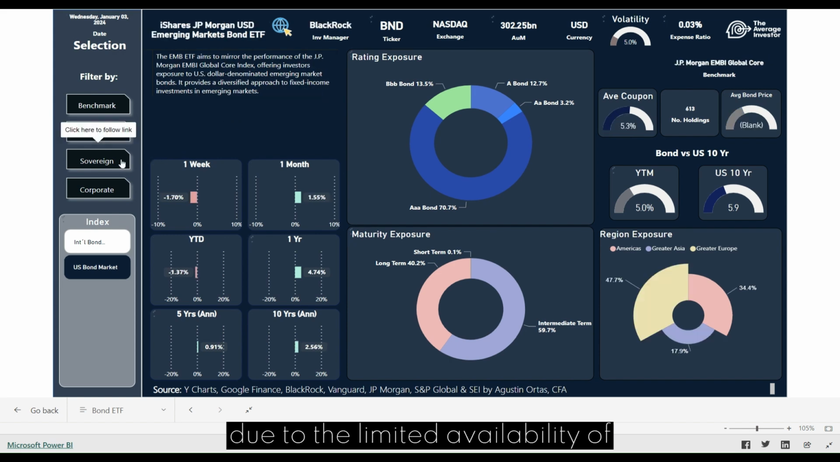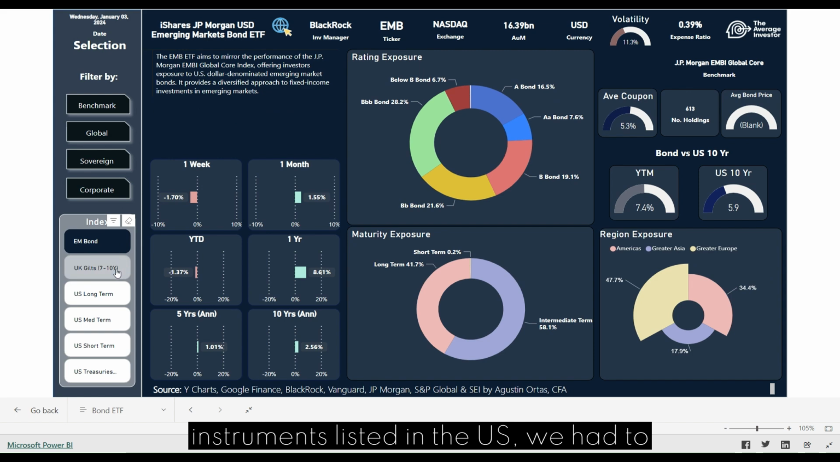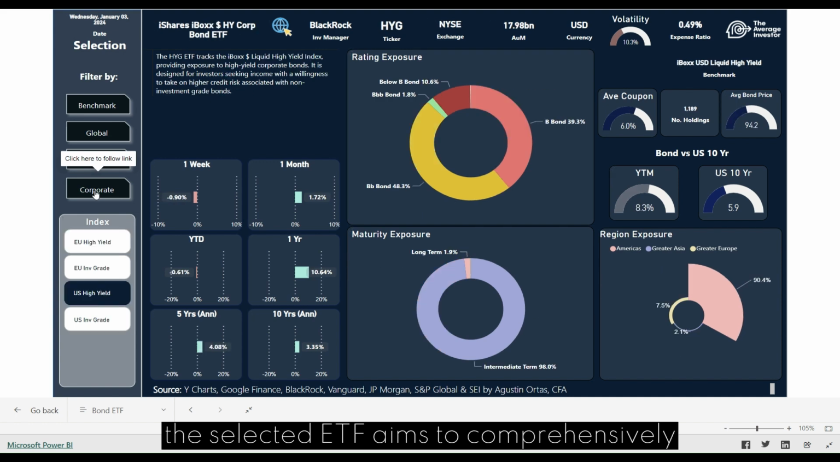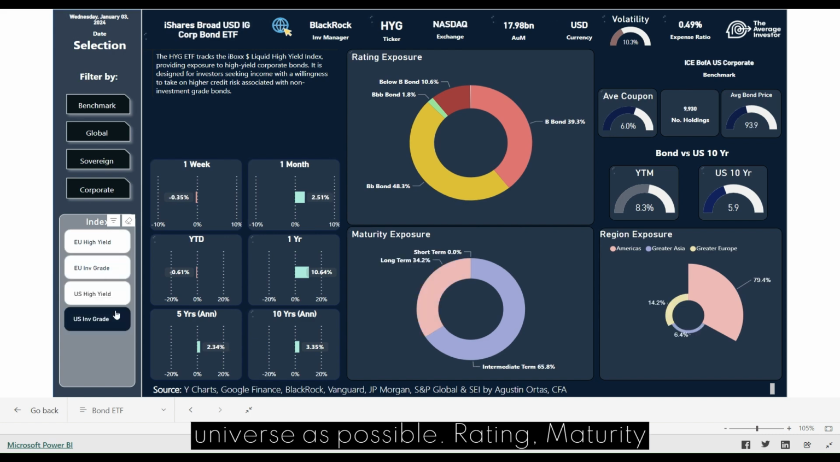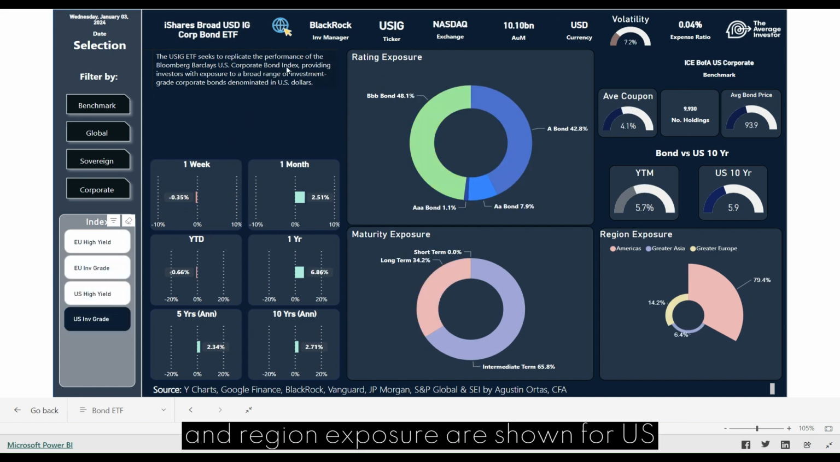Additionally, due to the limited availability of instruments listed in the US, we had to broaden our scope to include non-US listed ETFs. Bearing this in mind, the selected ETF aims to comprehensively encompass as much of the fixed income universe as possible. Rating, maturity, and region exposure are shown for US listed ETF, whilst average bond price is shown for non-US ETF.